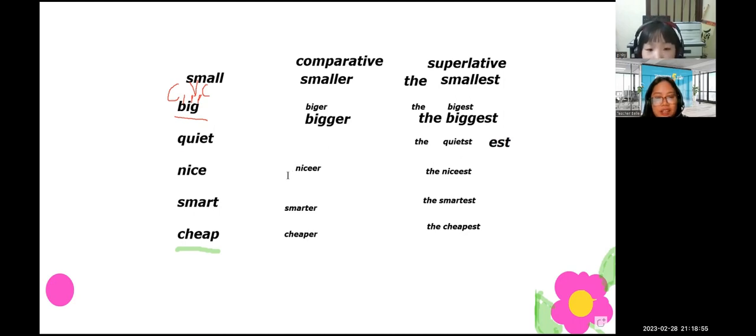And nicer. E is the last letter. Vowel is the last letter of the short adjective nice, right? So when the last letter is the vowel E, you only add R. No more. Just add R. The same with the superlative, you only add ST, okay? Alright. Smarter, the smartest. This is correct. Cheaper, the cheapest. This is awesome. That is it. Okay, Pinky?